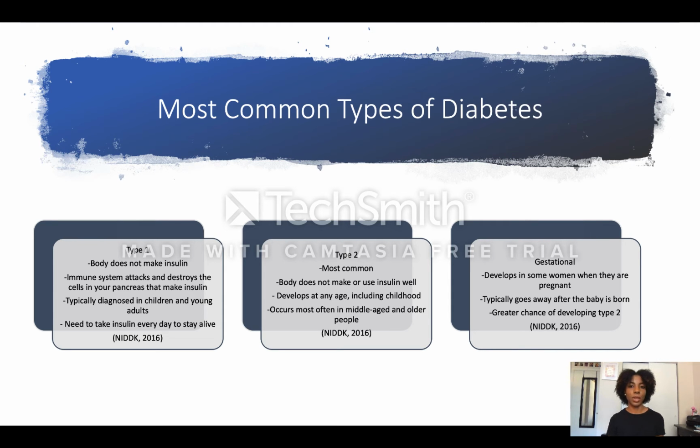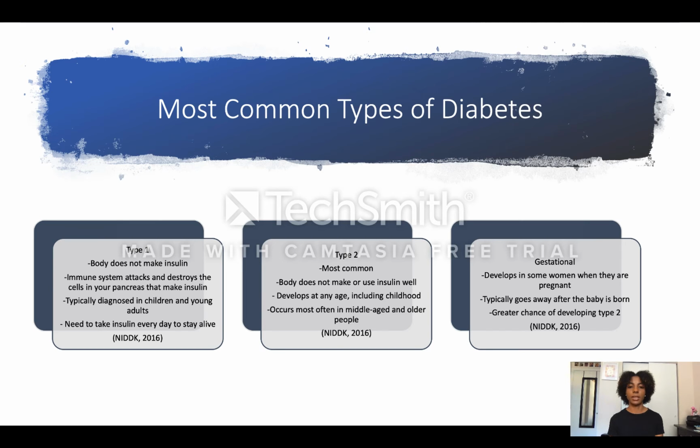And these are the most common types of diabetes: type 1, type 2, and gestational. In type 1 diabetes, the body does not make insulin at all. The immune system attacks and destroys the cells in your pancreas that make insulin. And it's typically diagnosed in children and young adults. And these individuals need to take insulin every day to stay alive.